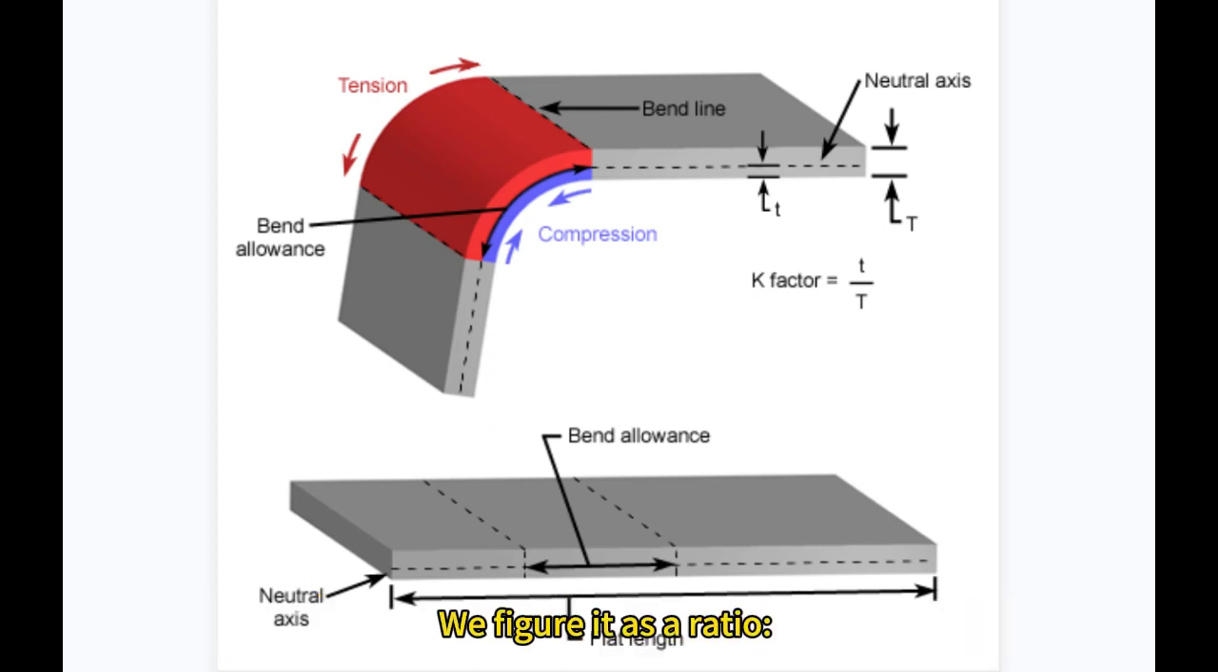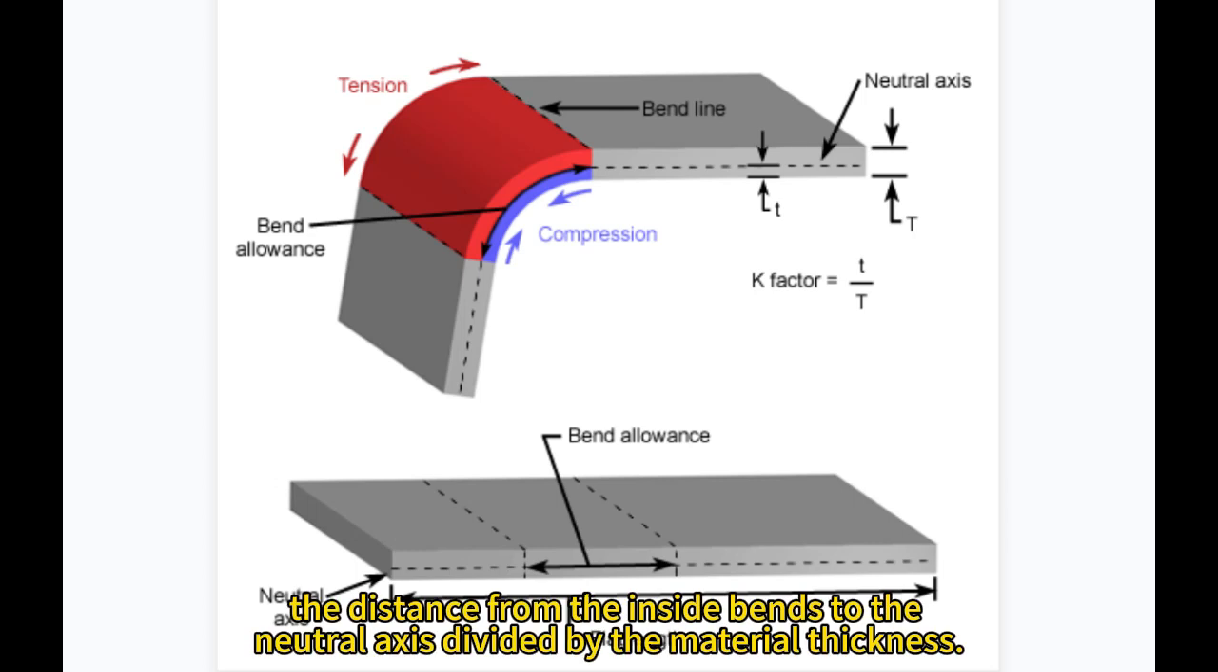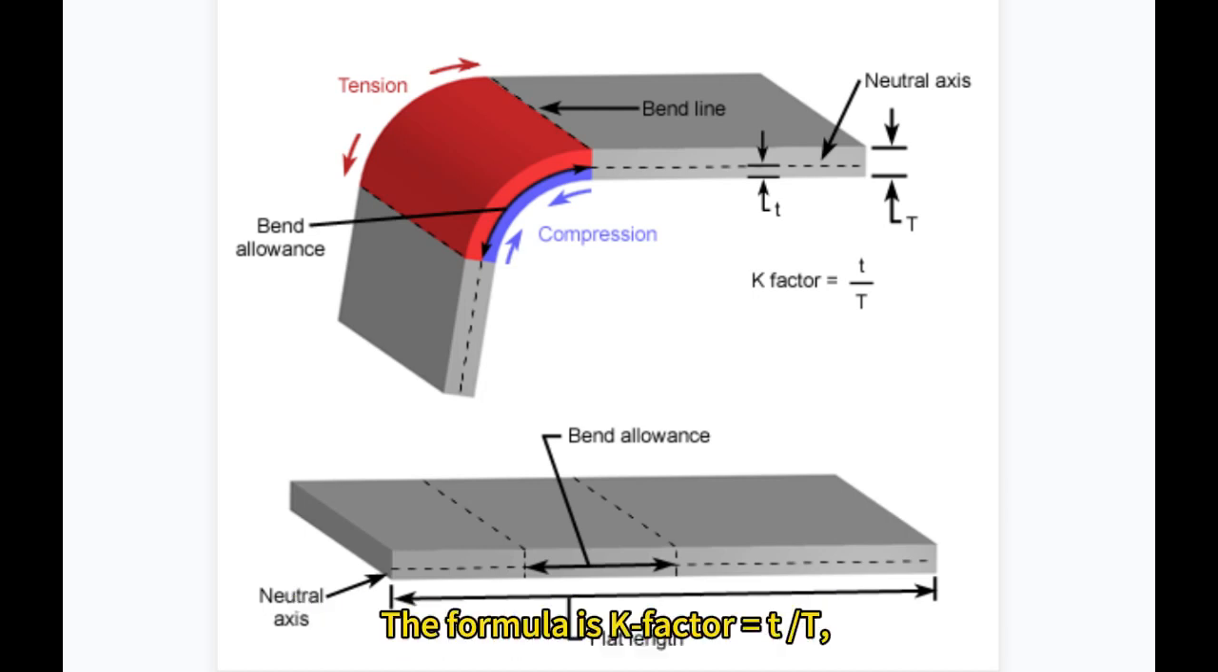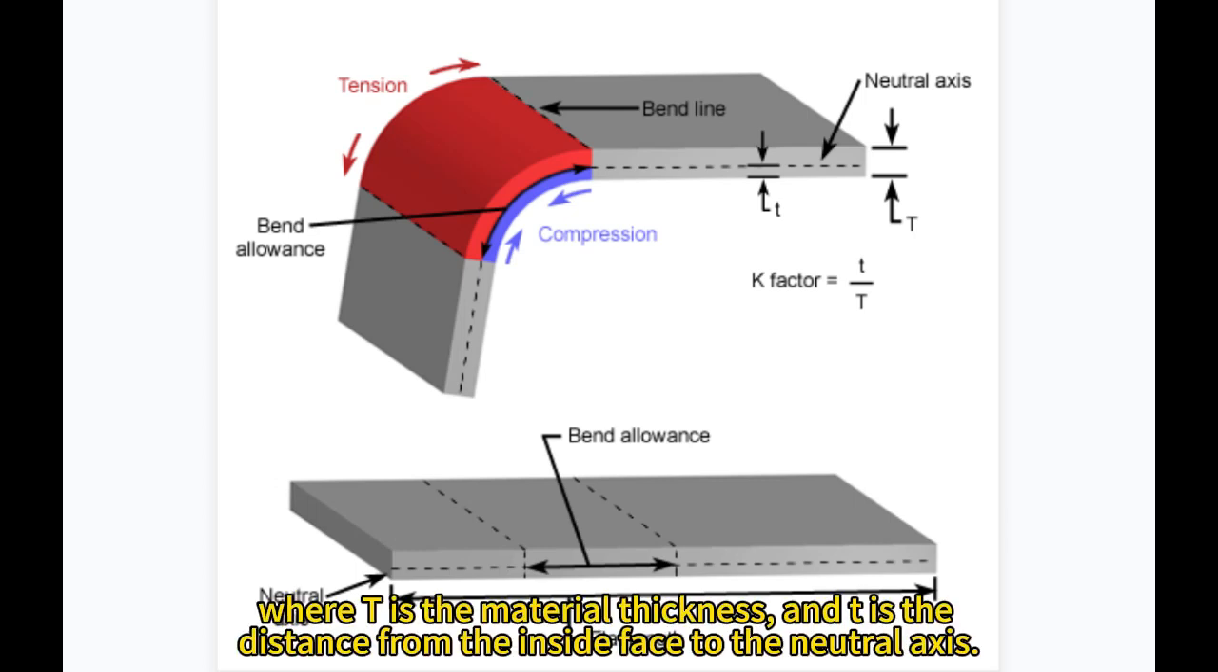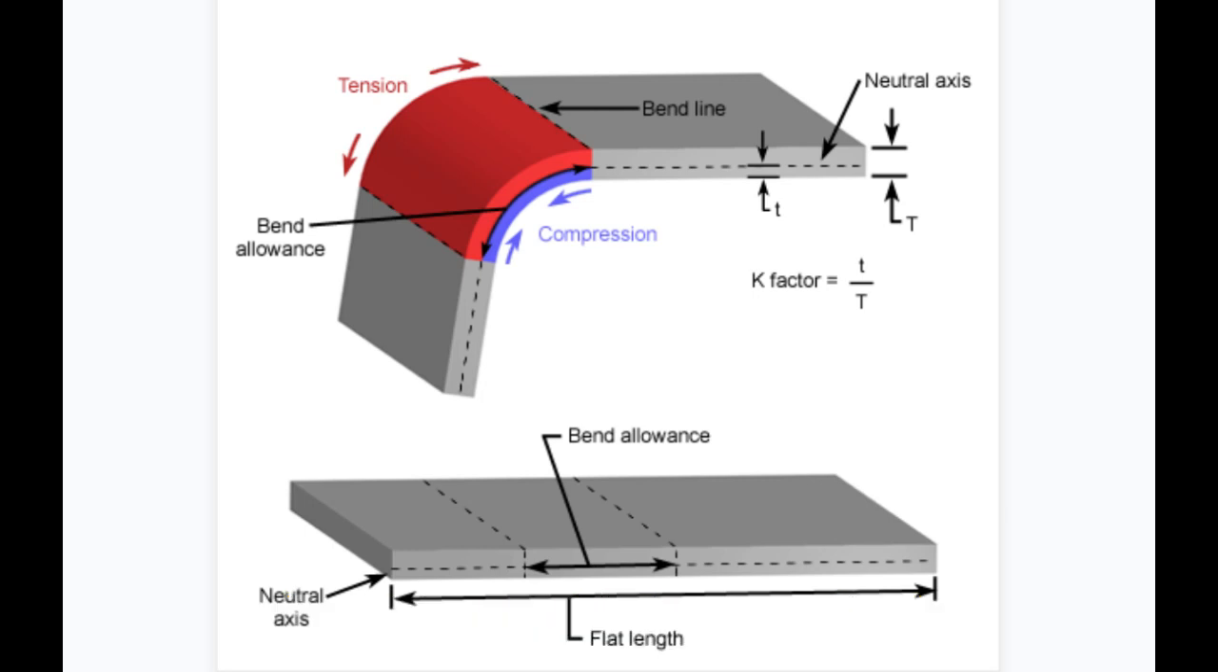We figure it as a ratio: the distance from the inside bend to the neutral axis divided by the material thickness. The formula is small t divided by capital T equals K factor, where capital T is the material thickness and small t is the distance from the inside face to the neutral axis.